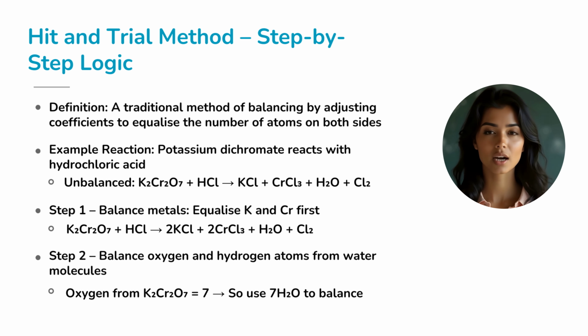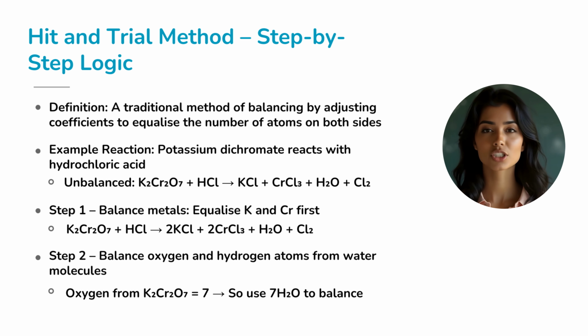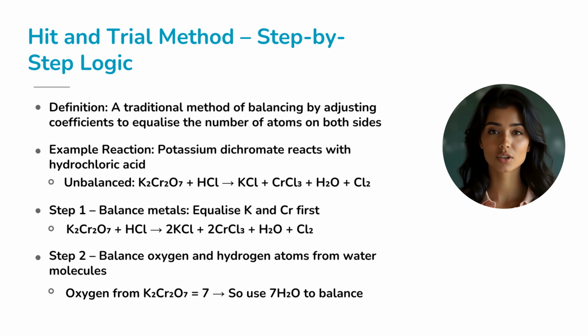Step 1. Start by balancing the metal atoms. On the left, we have 2 potassium atoms and 2 chromium atoms in potassium dichromate. So on the right, we place a coefficient of 2 in front of KCl and CrCl3. Next, balance the oxygen atoms. There are 7 oxygen atoms in potassium dichromate, so we place a coefficient of 7 in front of H2O on the right. Now, balance hydrogen atoms.